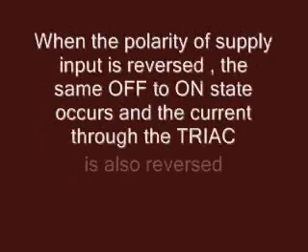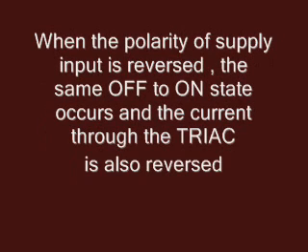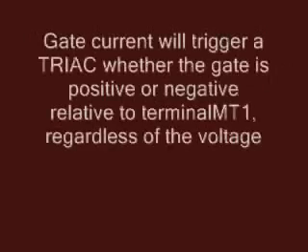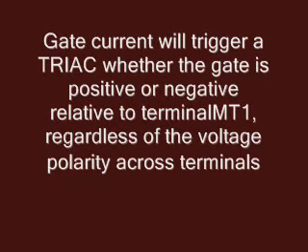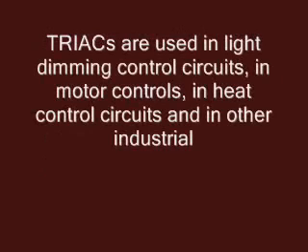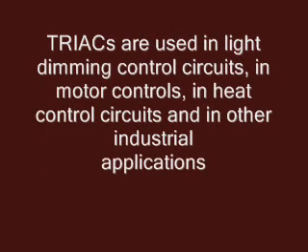When the polarity of supply input is reversed, the same off to on state occurs and the current through the TRIAC is also reversed. Gate current will trigger a TRIAC whether the gate is positive or negative relative to terminal MT1, regardless of the voltage polarity across terminals. TRIACs are used in light dimming control circuits, in motor controls, in heat control circuits, and in other industrial applications.